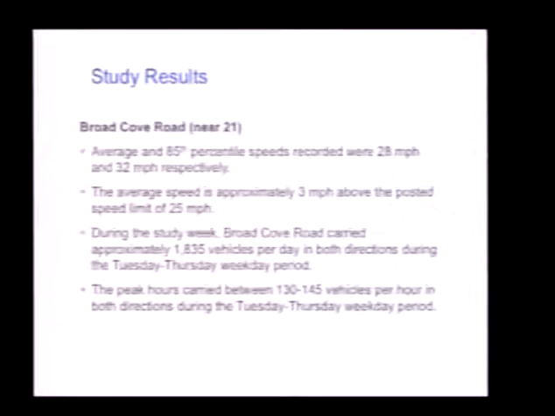And then finally, Bride Cove Road, 28 and 32, respectively. Average speed is approximately 3 miles per hour above the posted speed of 25. During that study week, 1,835 vehicles per day. Peak hours, 130 to 145.